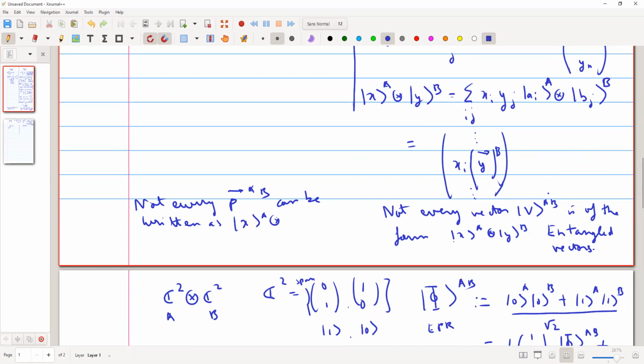Excellent. Let's call it abuse of notation. Why am I using this?